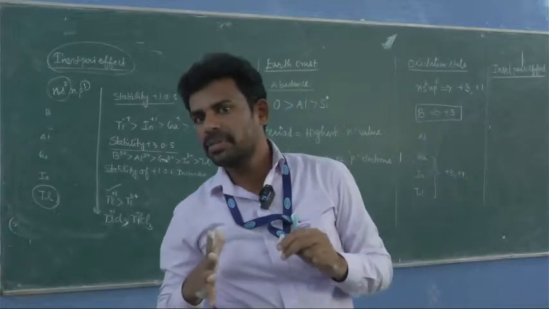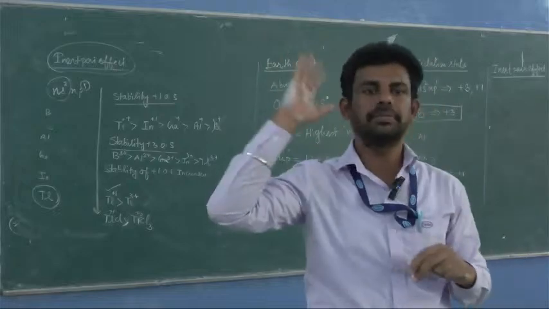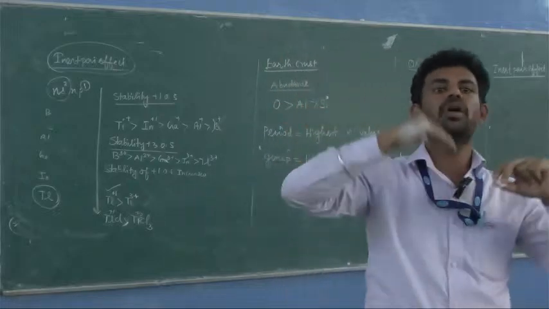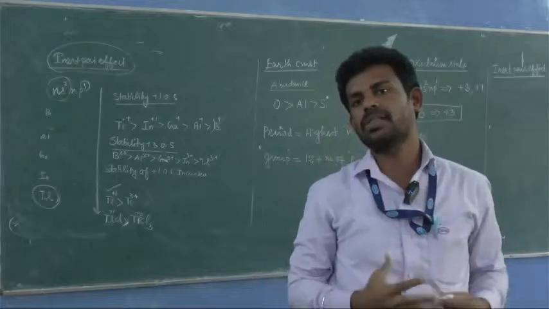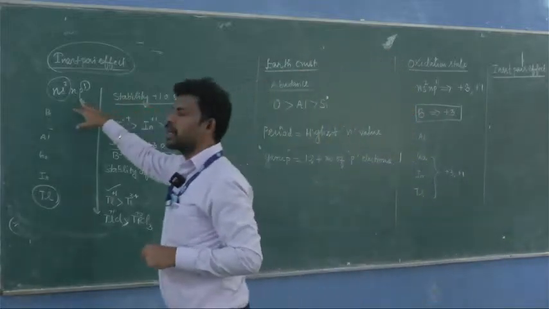What is the inert pair effect? S electron reluctant to participate in bonding, or S electron does not involve in the bonding. That effect is called inert pair effect. Inert only எது எலக்ட்ரான் மட்டும் தான் பார்ட்டிசிபேட் ஆகும்.